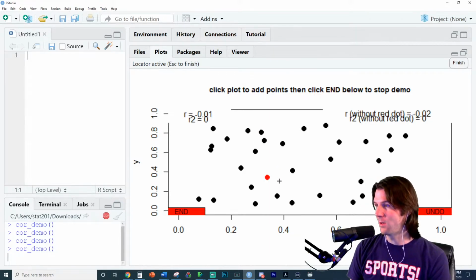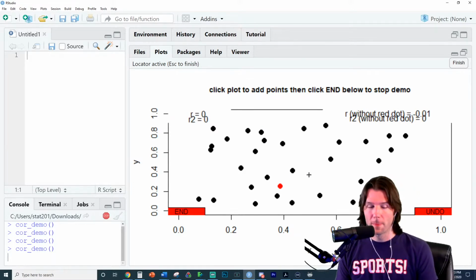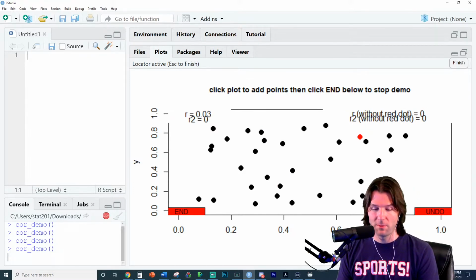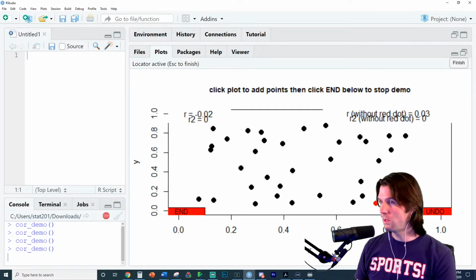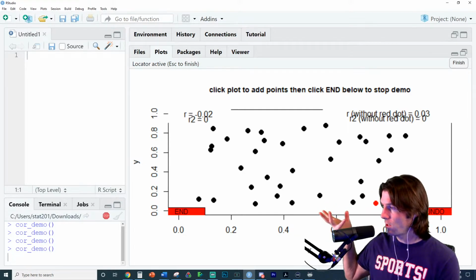Oh, I thought we were going to get 0. I was like, there we go, there's 0. But if you put one here, you'll get a little positive. If you put one here, you get a little negative. So this right here is the weakest non-relationship.